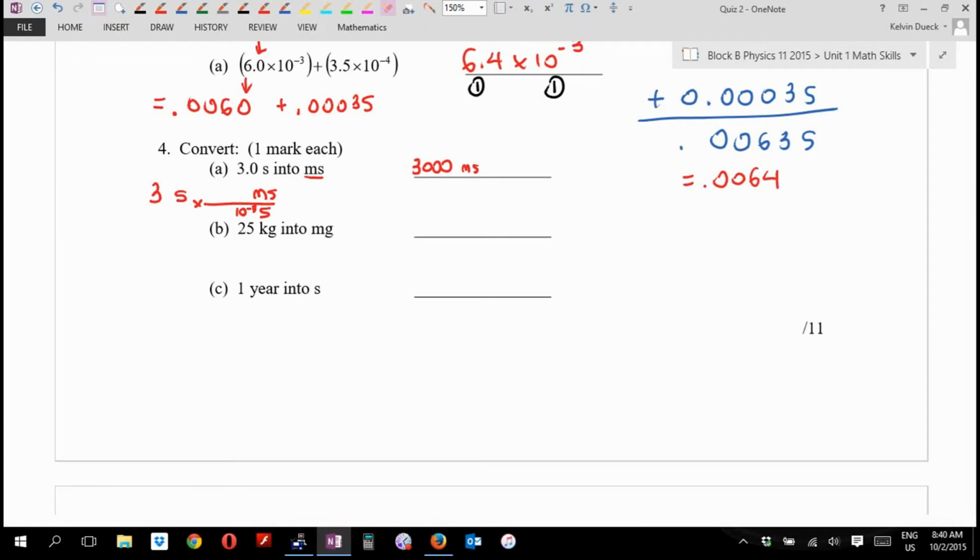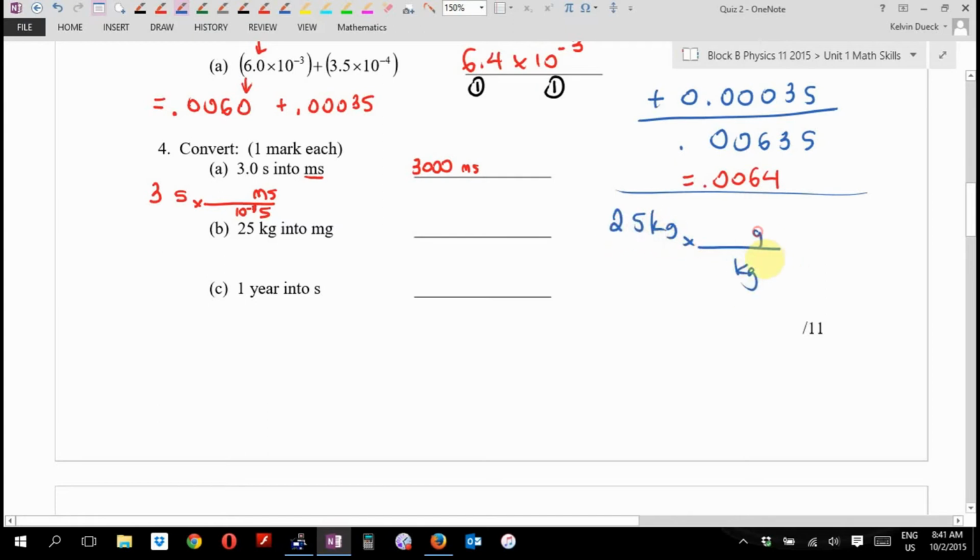Good, Jan? You back? Number 2, going to be a 2-step because I'm going from kilo to milli. I'm going to need a bit more room. You know what? I'm going to do 4b over here. 25 kilograms. I want kilograms to cancel, grams on top. Because the first step is get rid of kilograms, except I can't just do that. Grams is 10 to the, kilo is 10 to the 3rd.